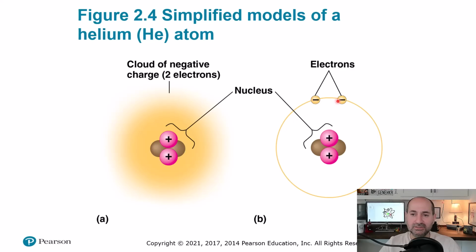In the model on the right, you can see how many electrons helium has. Helium has 2 electrons. So here you can see that there's 2 electrons that live in this cloud. Now, one more very important thing about atoms I need to share with you.